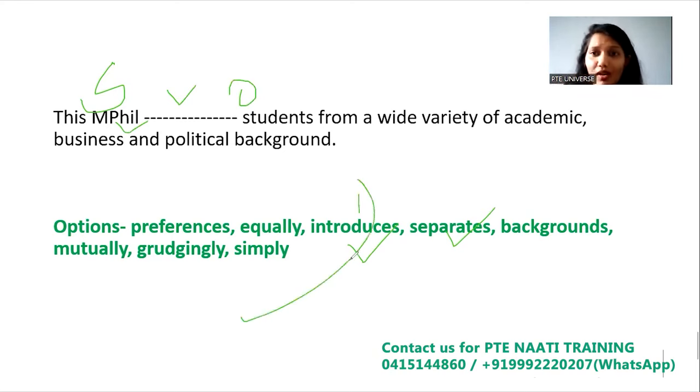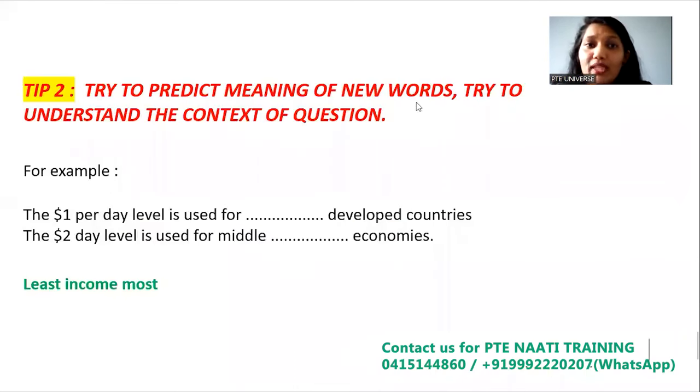So instead of looking for all the options and trying to fit in all the options, that's the wrong way. That will take a lot of time, and that's the incorrect way. The right way is to decide which part of speech is missing and look for that particular part of speech. Let's go to tip number 2.